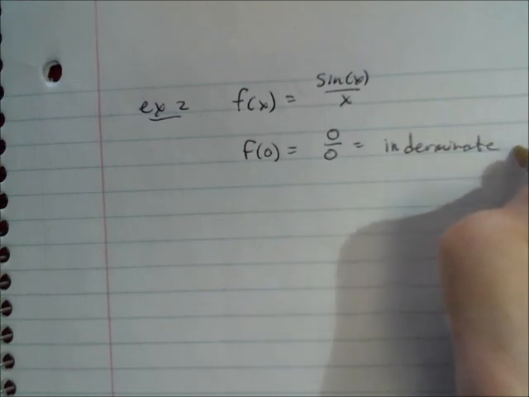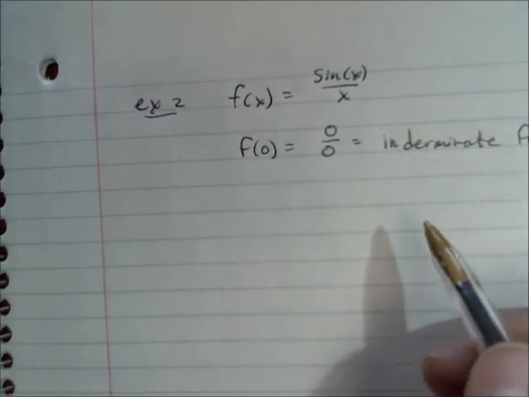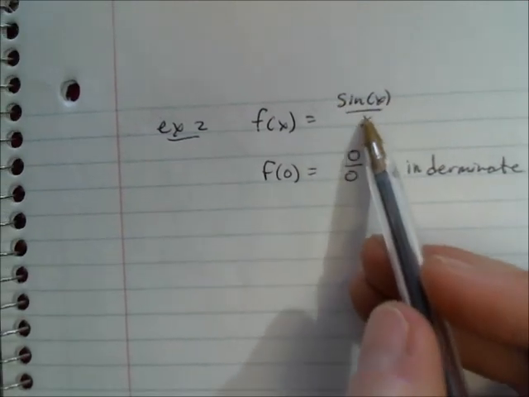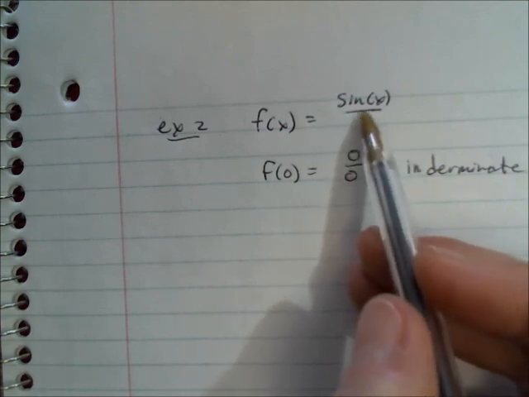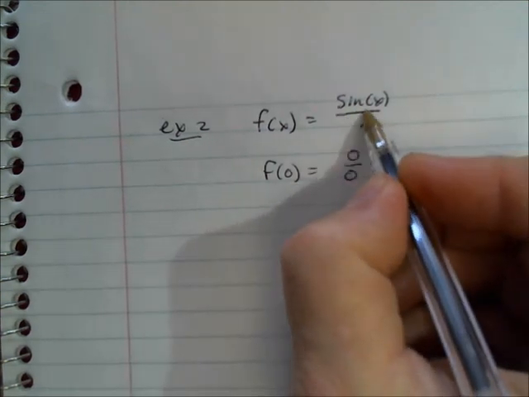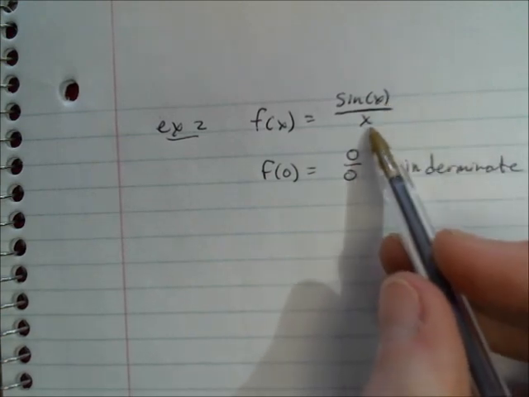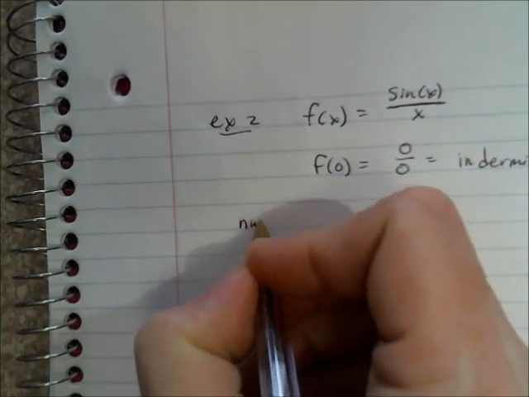Indeterminate form, because you don't really know what that could be. But there's no way to analytically reduce this down, because the sine of x can't be factored, and you can't use a trig identity to replace it with anything. So you have the sine of x divided by x. The only way you could do it would be numerically.